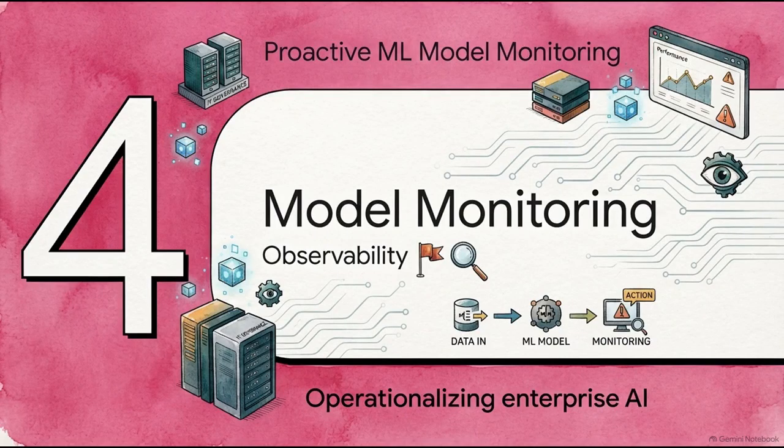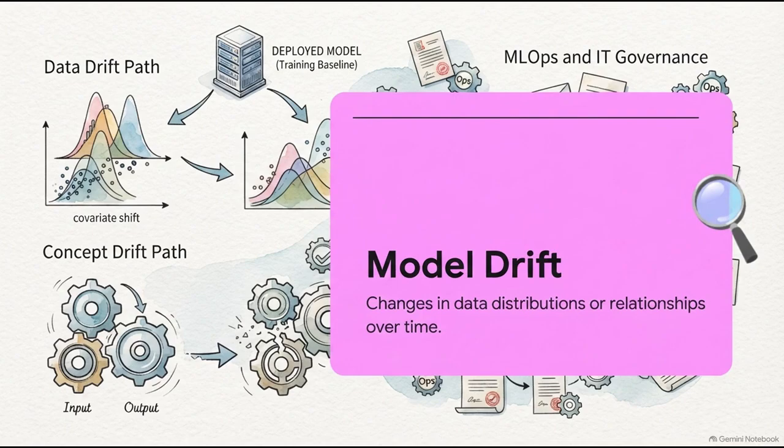Now for Section 4, Proactive ML Model Monitoring. So, once it's deployed, you might think you're done. But conventional application performance monitoring, your standard APM tools, are completely blind to ML-specific failures. You have to actively watch out for two invisible failure modes, data drift and concept drift.